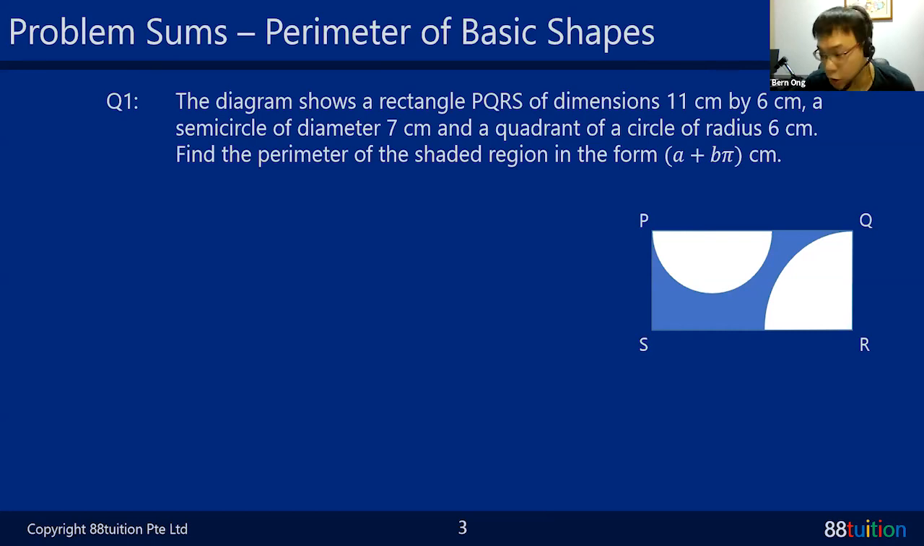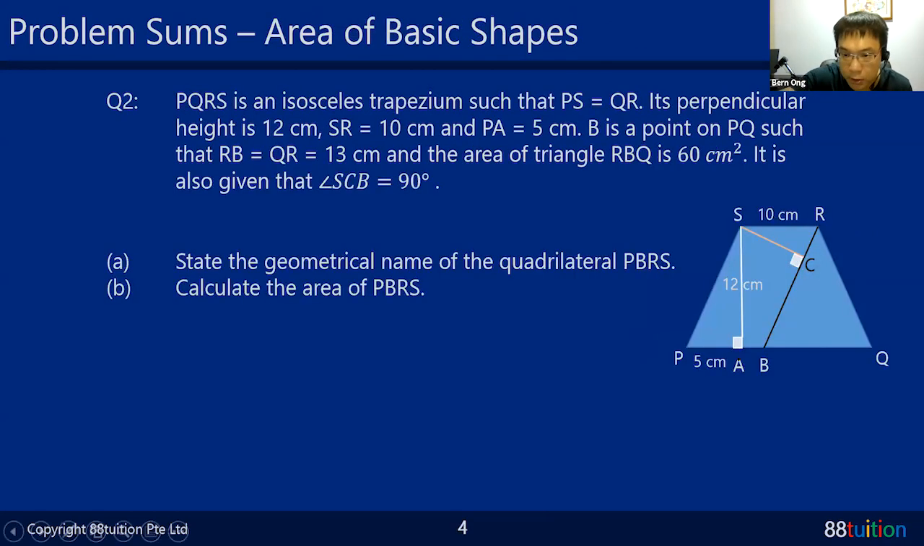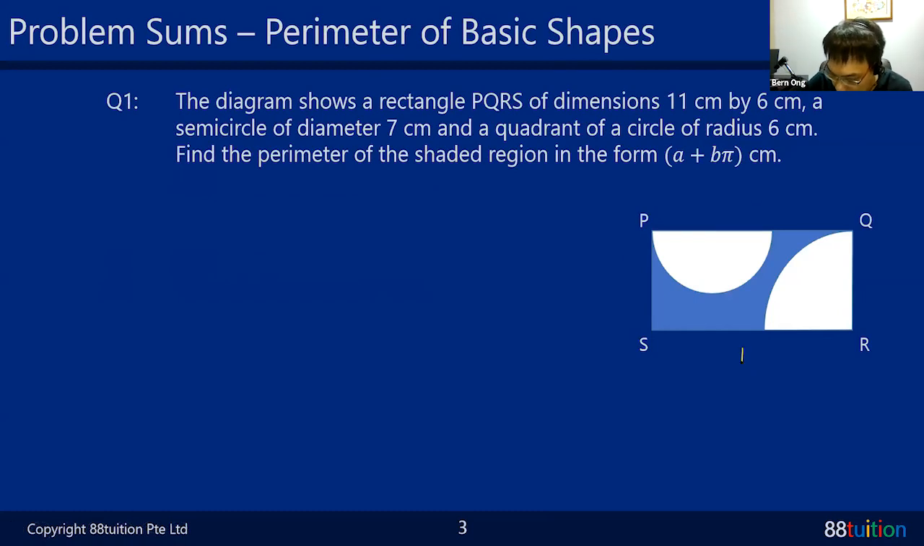Let's look at question 1 together. The diagram shows a rectangle PQRS of dimension, meaning the length and the breadth, 11 cm by 6 cm. I put 11 cm for the length because it's the longer part, and 6 cm for the width. So I put as much information as possible into my diagram.